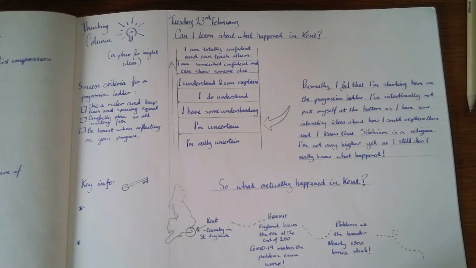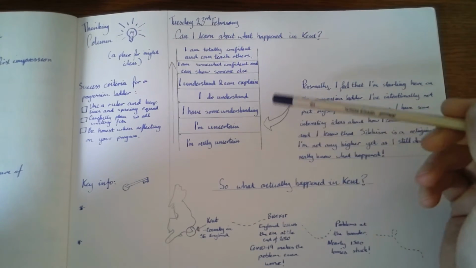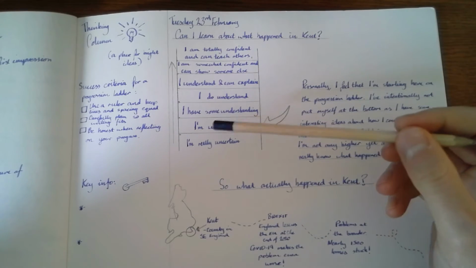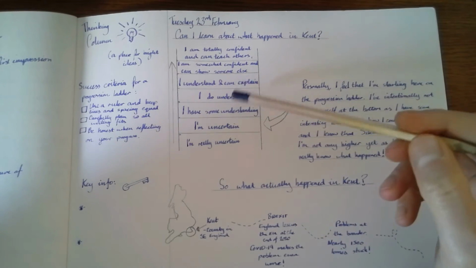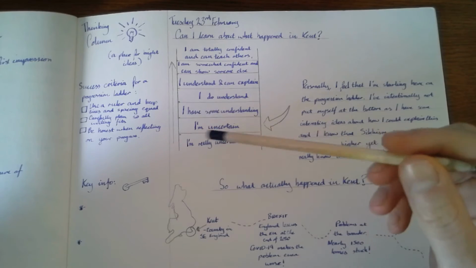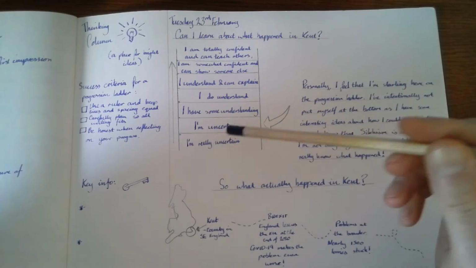Okay, so this is just a short video looking at how I've created my journal page for today. There's a few more elements on here. This progression ladder I've gone through as a separate video, so this success criteria and the progression ladder I've gone through as a separate part of this.